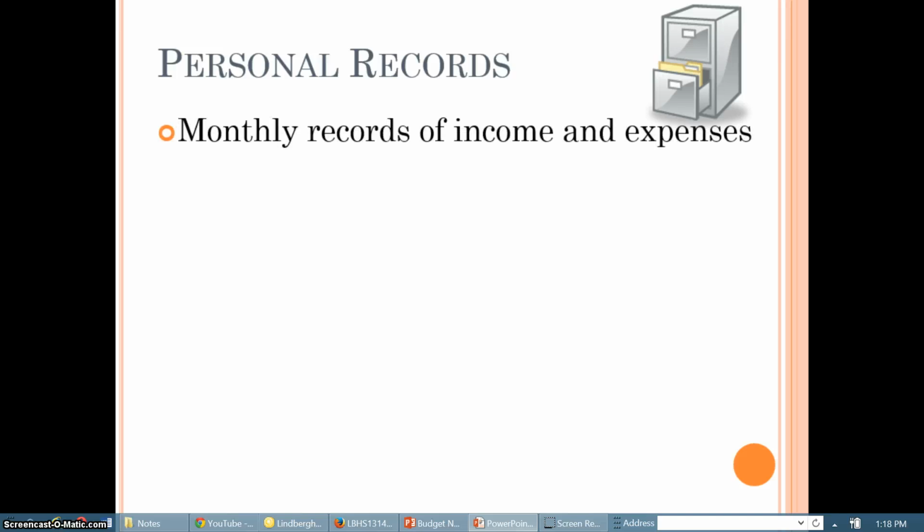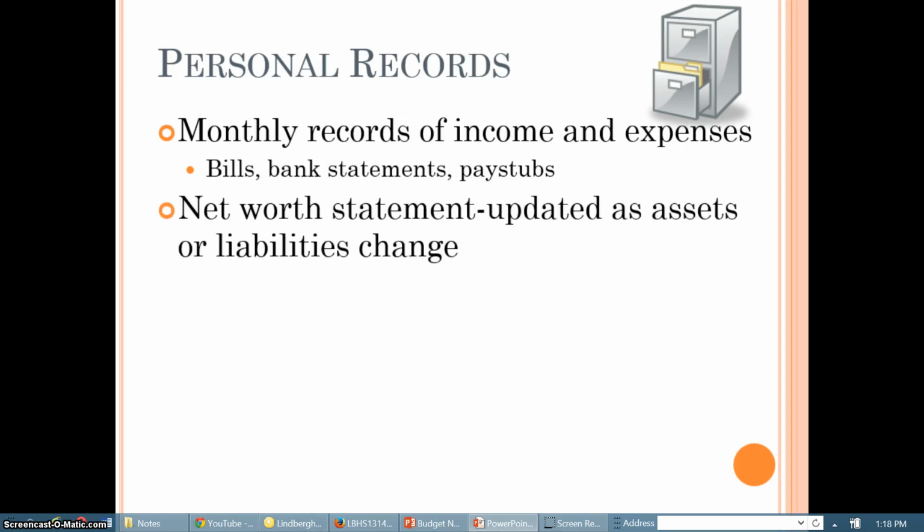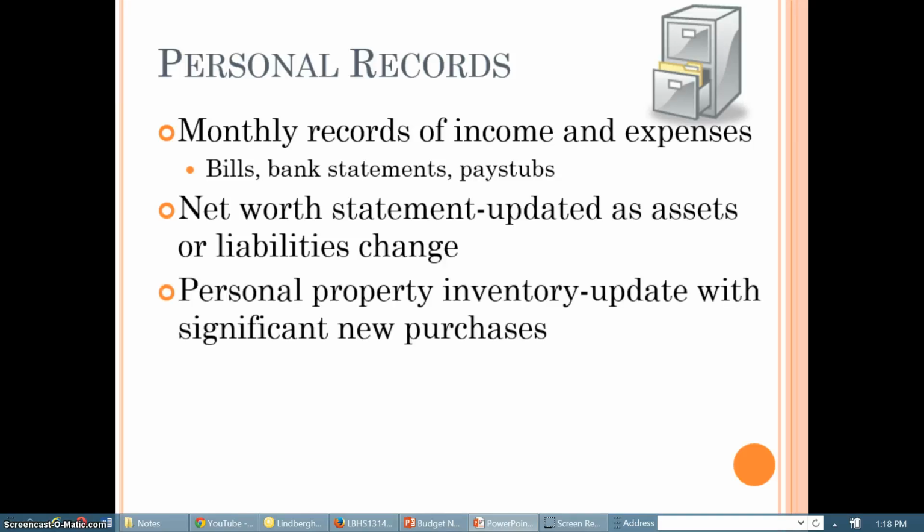What are those personal records that I need to be aware of? Your monthly records of income and expenses, such as bills, bank statements, and pay stubs, should be organized on a monthly basis in an annual filing cabinet. Your net worth statement is updated on a regular basis, and those are your assets and your liabilities, and you only need to change them when your assets and your liabilities change. A personal property inventory should be updated with significant new purchases.